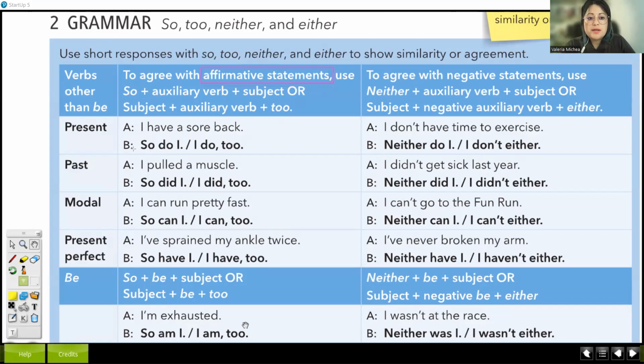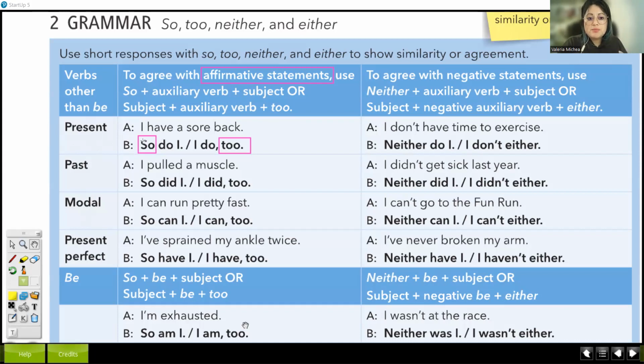For affirmative statements, we have two ways of agreeing. The first one is "so do I," or the second one, which requires "too," which is "I do too." All right, so two options, they mean the same and they are useful in the same way. So I recommend that you start using whichever suits you better. Remember that there's a difference between present, past, modal verbs and present perfect.